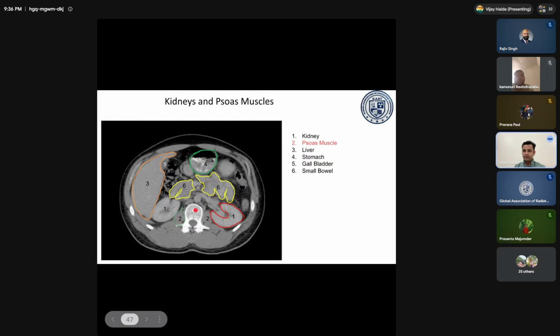So moving inferiorly, these are the psoas muscles close to the kidneys. Then the liver, and small bowels, which are shown in yellow. This is the stomach. This is almost the end of the stomach. There is a difference between a small bowel and a large bowel. We can see that there is no air cavity inside the small bowel. You will be able to see the air inside the large bowel in the next slide also.